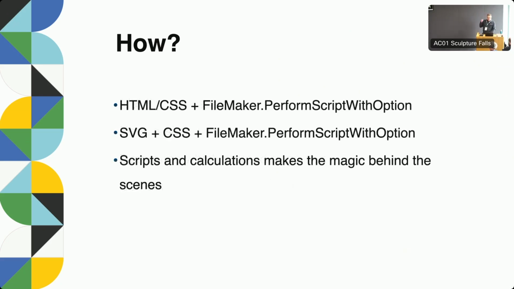So the magic here with the web viewer is really using, for example, HTML and CSS, and the new JavaScript function that is embedded in the web viewer: FileMaker performs script with option, right? And that's the way we can interact with the web viewer with a script. And scripts, that's something we all know, right?